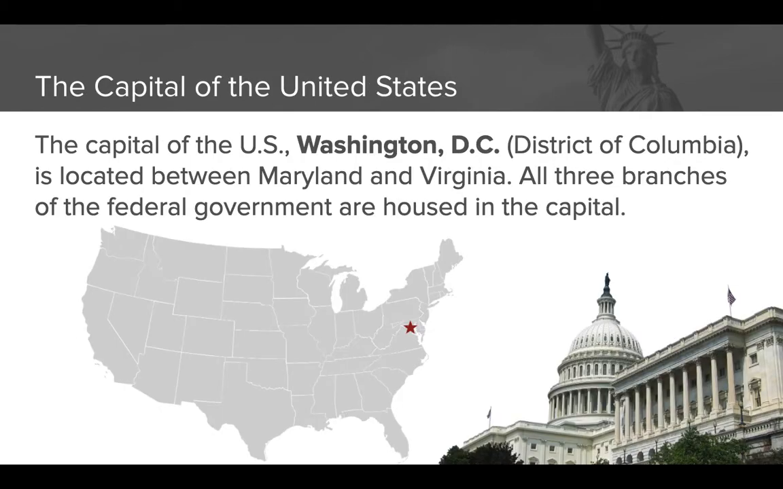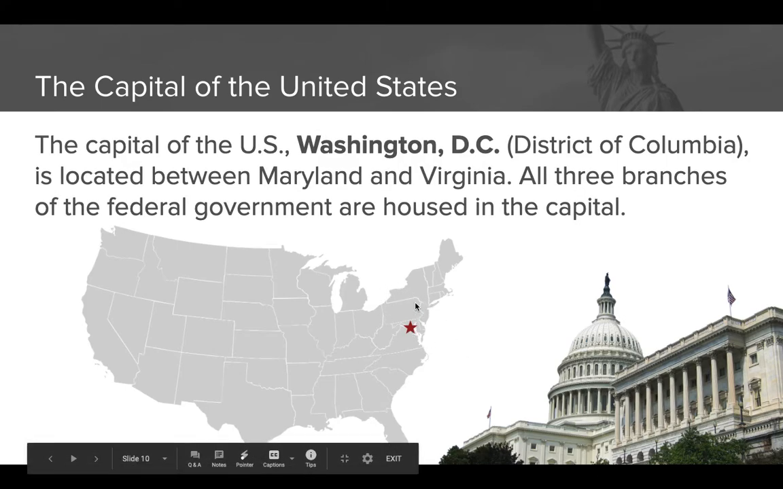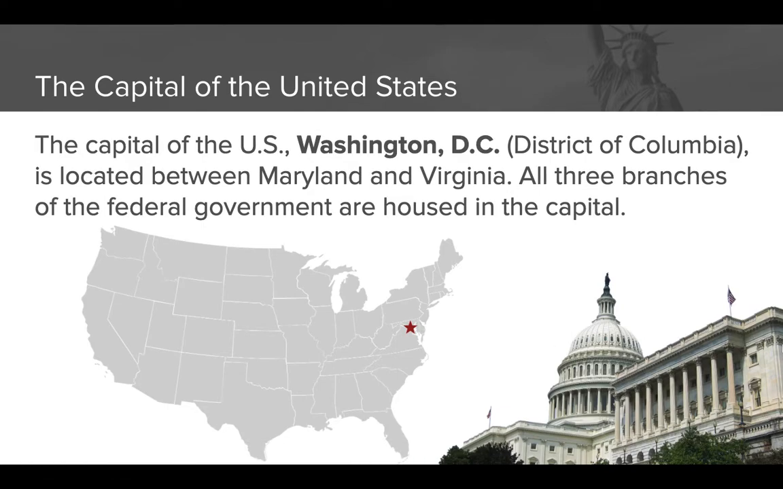Okay, the capital of the United States. The capital of the United States is over here in Washington, D.C. D.C. stands for the District of Columbia, and it is located between Maryland and Virginia. It doesn't have its own state. It's just kind of a weird geographic anomaly in the United States. It's just its own district.